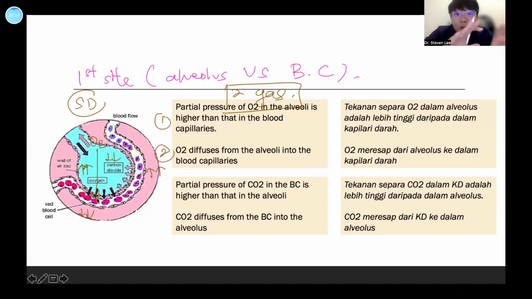No, you don't compare two gases in the same location. You compare the same gas but in two different locations. Like, you see this partial pressure of oxygen in the alveoli is higher than that in the blood capillary. That means I'm comparing the same gas in two different locations. You faham ke apa yang saya cakap? You don't compare two gas.